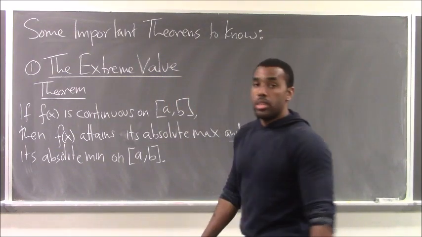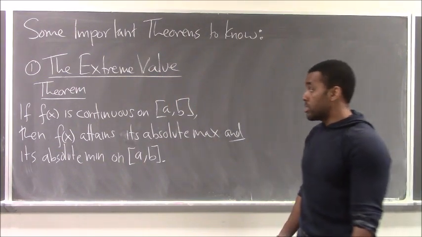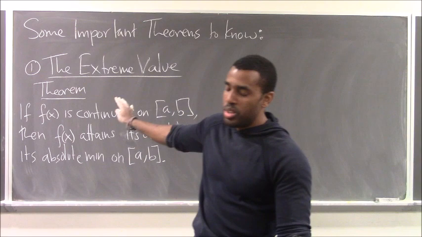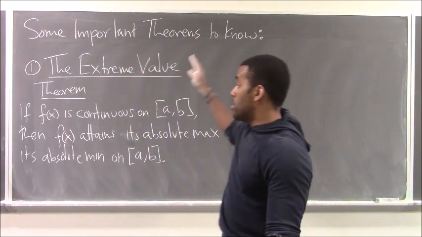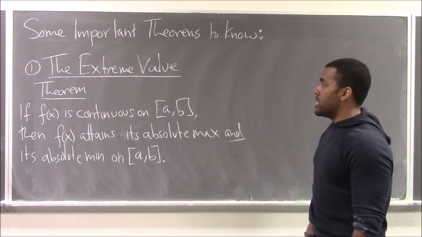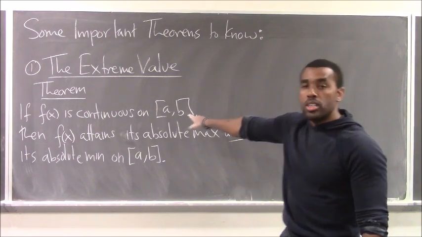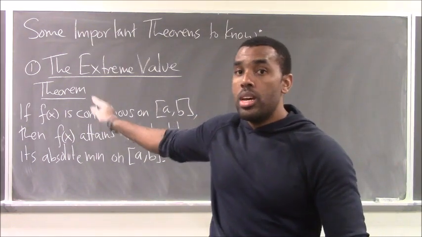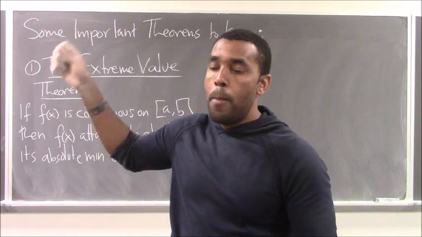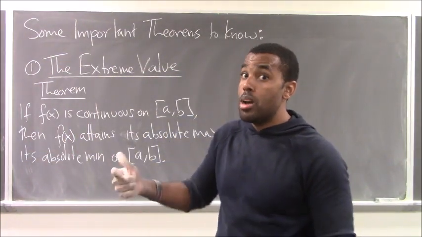In other words, the extreme value theorem is a very important theorem. There are a lot of things that we use the extreme value theorem to prove. It's not even funny. It's a very simple idea. The idea is the following. If you have a continuous function on a closed interval, then the function is guaranteed to have both an absolute max and an absolute min on that interval.